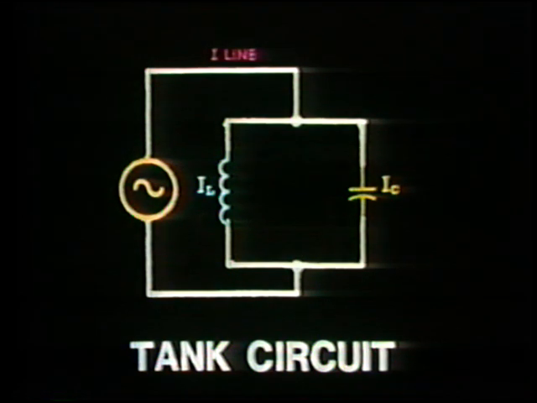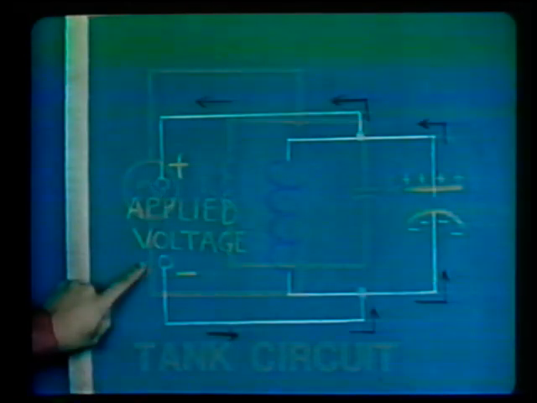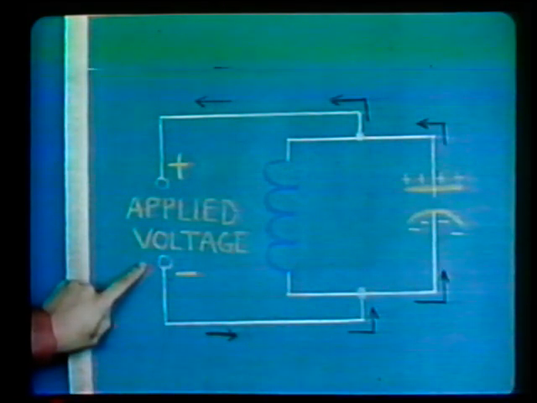The properties of a parallel circuit are based on the action that occurs between the parallel inductance and capacitance. Because this circuit has the ability to store electrical energy, it is often referred to as a tank circuit. Let's see how an ideal tank circuit works.